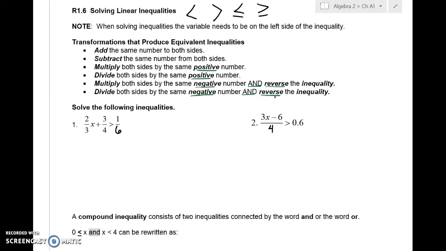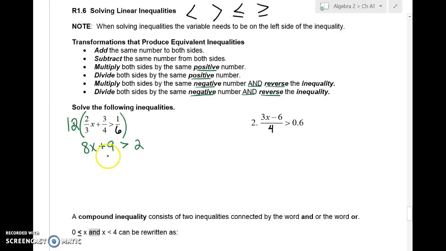So let's look at our first example. 2/3 x plus 3/4 is greater than 1/6. Do you want to solve it using fractions, or do you want to make the fractions go away? Make them go away. So look at the denominators, 3, 4, and 6. 12. We're going to multiply everything by 12. So 12 times 2/3, and you can use your calculator's fraction buttons to help you, is 8x. 12 times 3/4 is 9, and 12 times 1/6 is 2. If you are unaware of how to use your fraction buttons to make your calculator do all of that work for you, please let me know, and I would be happy to show you.